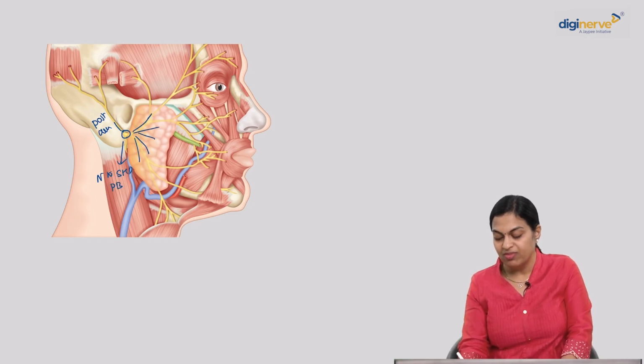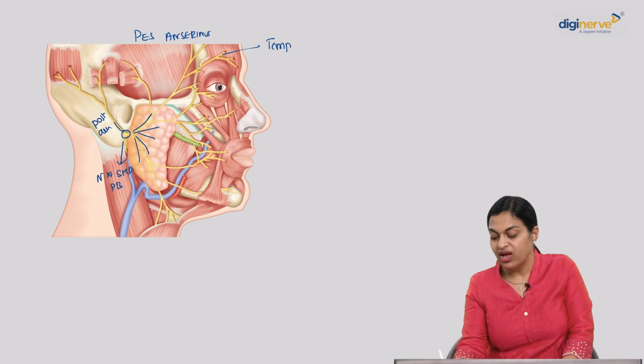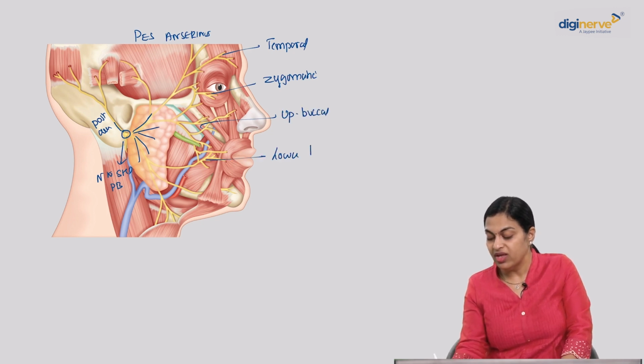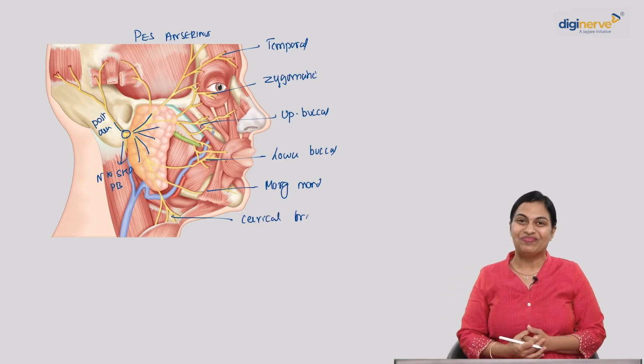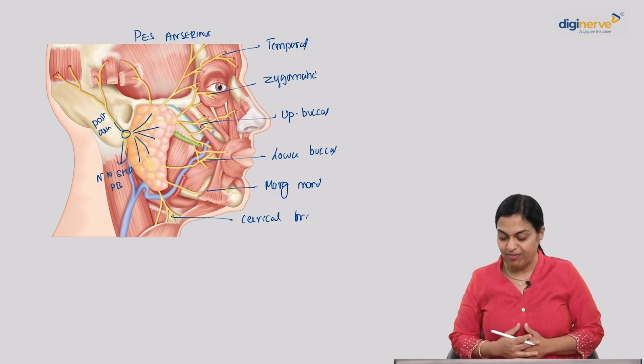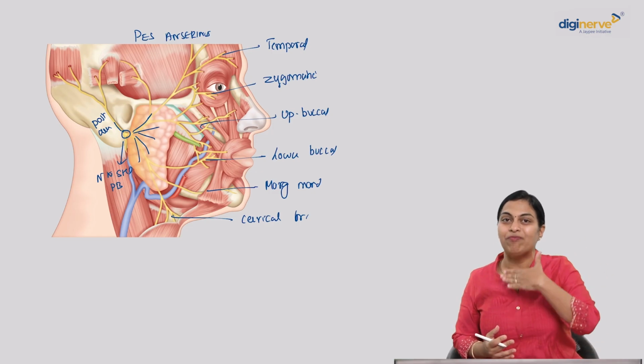And here we have seen the branching pattern, the pes anserinus pattern of the facial nerve. Okay, the temporal branch, zygomatic. Above the parotid duct, it's going to be the upper buccal, lower buccal innervating the buccinator. This is the marginal mandibular, and this one is the cervical branch of the facial nerve, right? Pes anserinus pattern. And remember, it is going to enter the parotid gland.